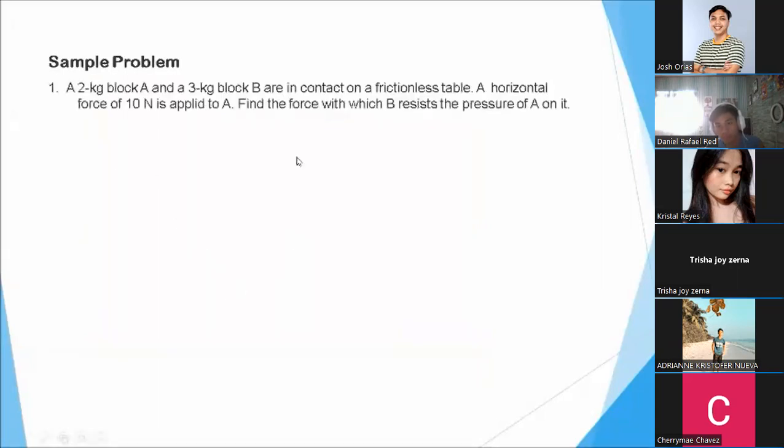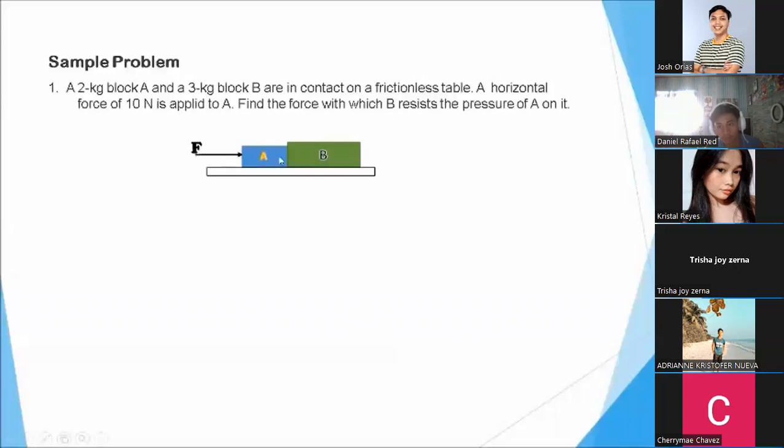Number 1: a 2-kilogram block A and a 3-kilogram block B are in contact on a frictionless table. A horizontal force of 10 newtons is applied to block A. Find the force with which B resists the pressure of A on it. Here is a picture of the problem. Without the horizontal force, the interaction would be between block A and the table, or between block B and the table, whether it's a table or a floor, whatever it is, it's a surface. That is without this horizontal force.